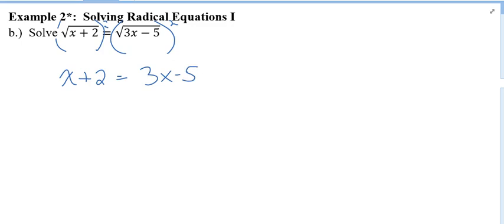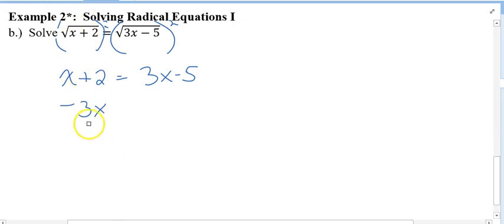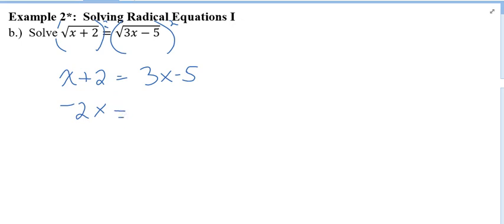Now let's solve that. I'm going to bring that 3x to the other side, so I get negative 3x, not negative 3x, negative 2x. So let's fix that. Negative 2x equals, then we're going to subtract that 2, negative 7. So I get x is equal to negative 7 over negative 2. X is equal to 7 over 2.